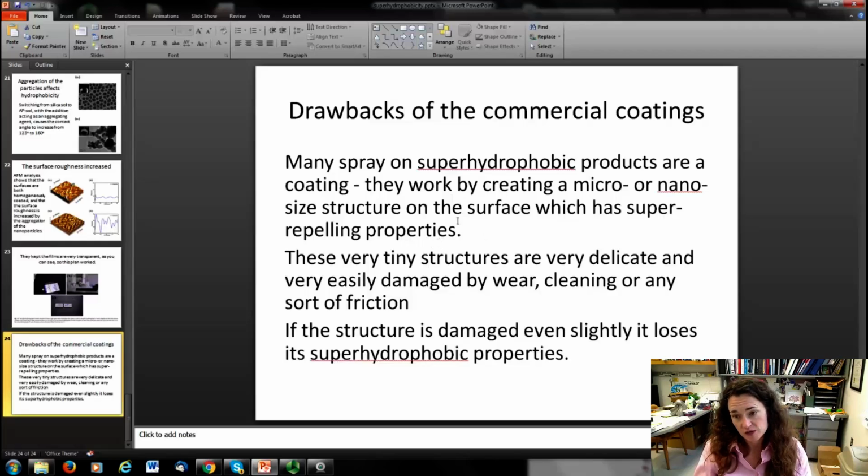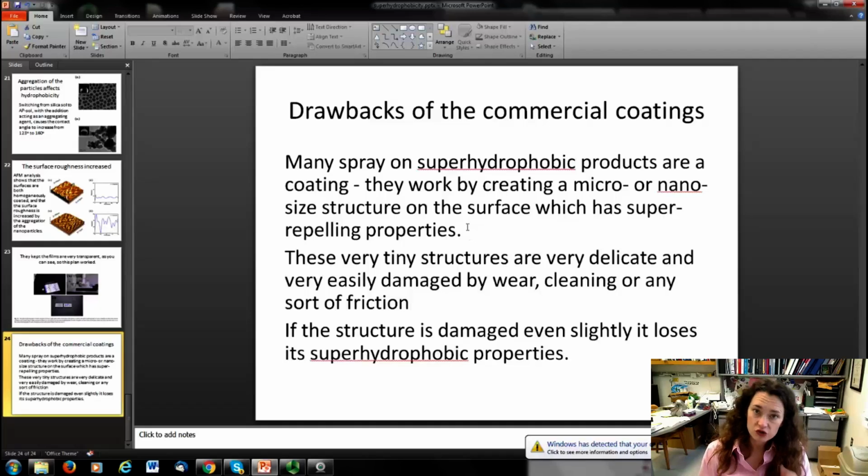If the structure is damaged even slightly, of course, if it's mushed down, it's really the structure of the surface that gives it that superhydrophobic property. So if you mush it or scratch it, your superhydrophobic properties are lost. So still an area of hot research and current work, so stay tuned for more.